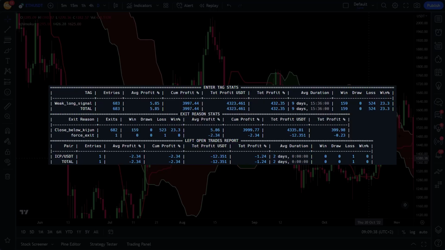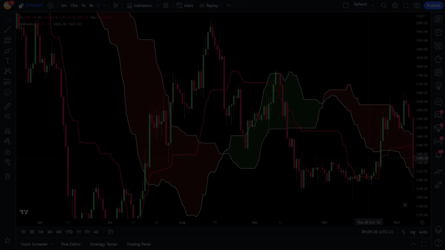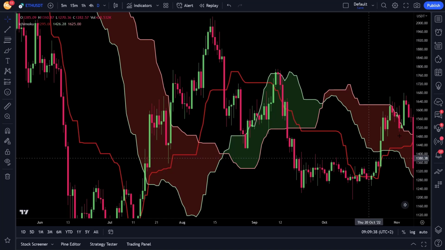Seeing that 683 long entries win only 159 times and exit with a loss 523 times, which is the 23% win rate by the way, tells me that these large amounts of losses might be partially turned into winners if I also could have used shorts. So therefore, let's take a look at the variant that is also allowed to make short trades and do futures trading.